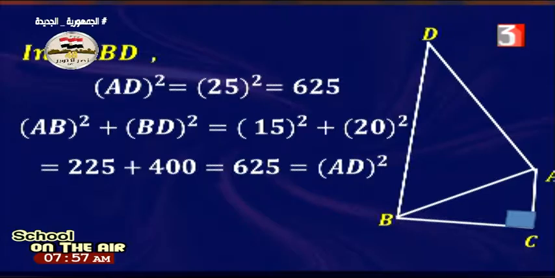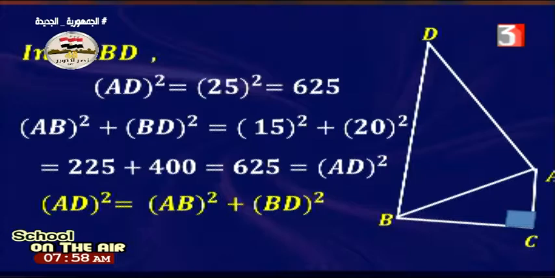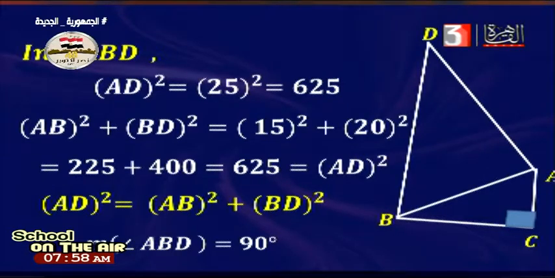Yes, that's correct. You are going to notice that they are both the same, having the same result, which is 625. So in this case, we can say that AB to the power of 2 plus BD to the power of 2 equals AD to the power of 2. And in this case, we can say that this triangle is right angle triangle at angle ABD. So measure angle ABD will be equal to 90 degrees.